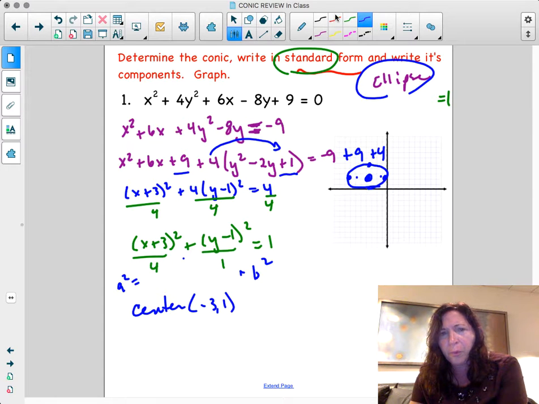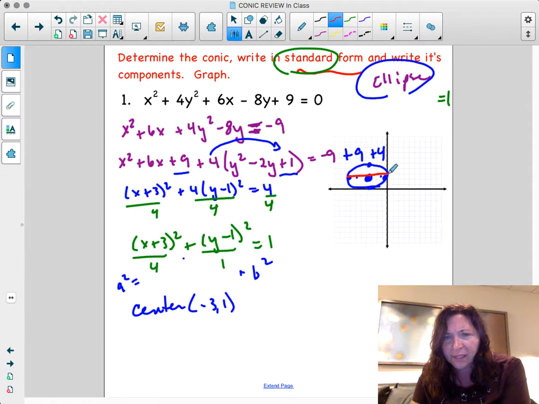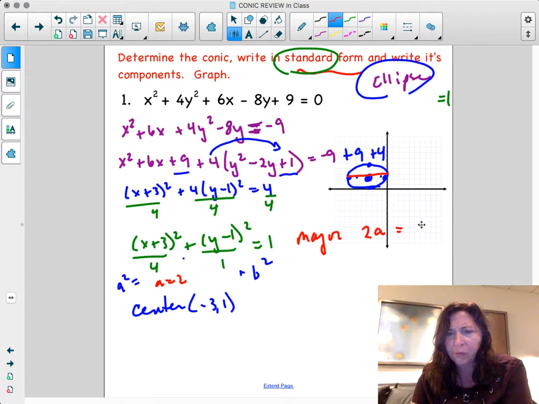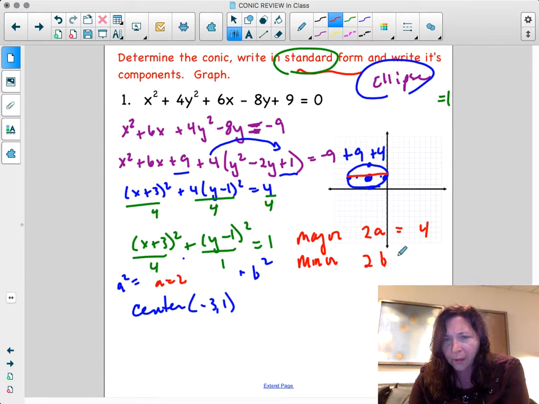I have focal points that are going to be on the major axis, and so I'm also going to want to know the length of my major axis. My major axis is equal to 2a. Well, if a squared is 4, that means a is 2. So 2 times 2 is 4. My minor axis is going to be 2 times the square root of b squared, which is 1. 2 times 1 is 2. So that's the length of my minor axis.